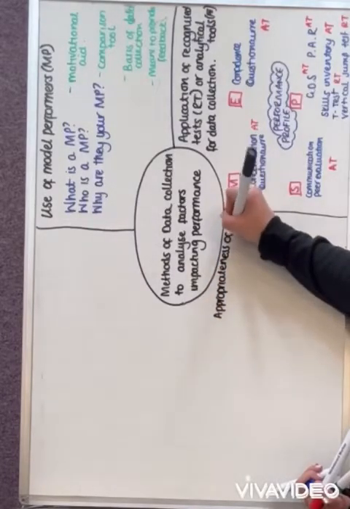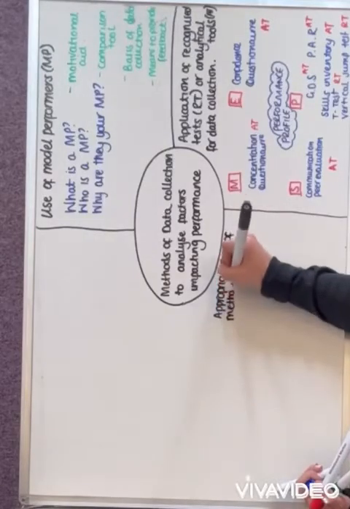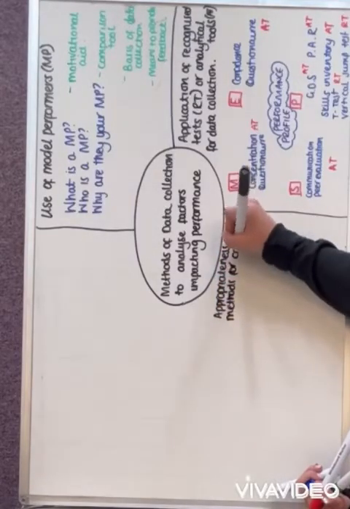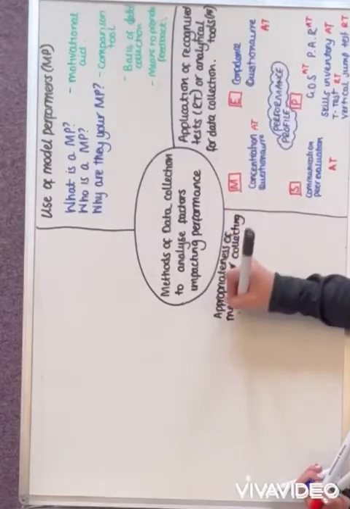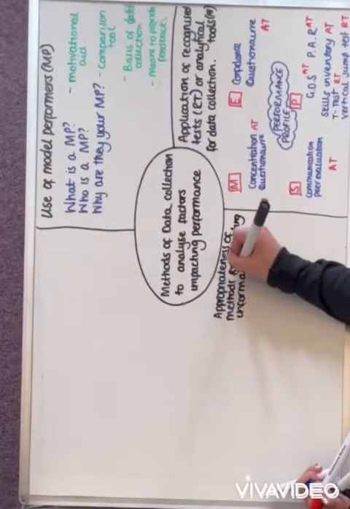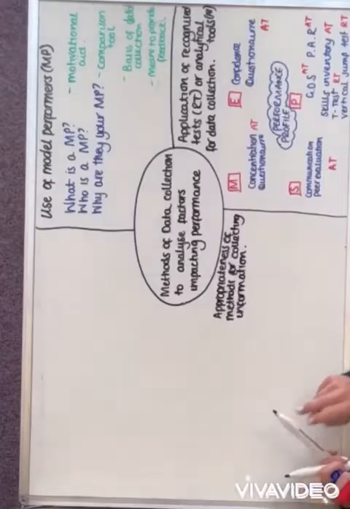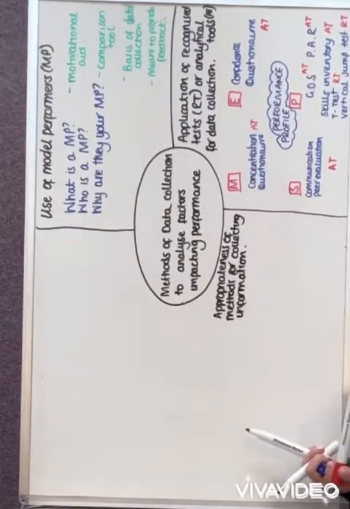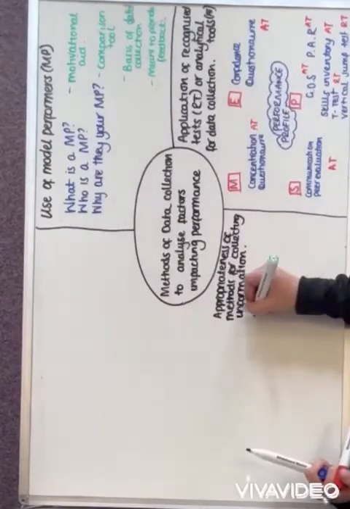The next part is looking at the appropriateness of the methods that we use to collect that information. There's an acronym that we want you to think about, which is PAR-VM. Okay, so is it practical? Is it appropriate? Is it reliable? Is it valid? And is it measurable?